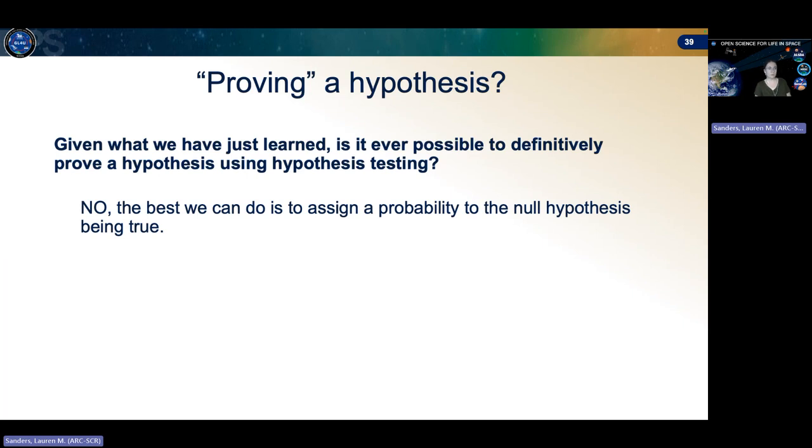Now, all of this depends on us actually designing good experiments that do directly test our hypothesis. But assuming that that was true, all we can do is assign a probability to the null hypothesis. We're never actually proving a hypothesis, and that's very important.